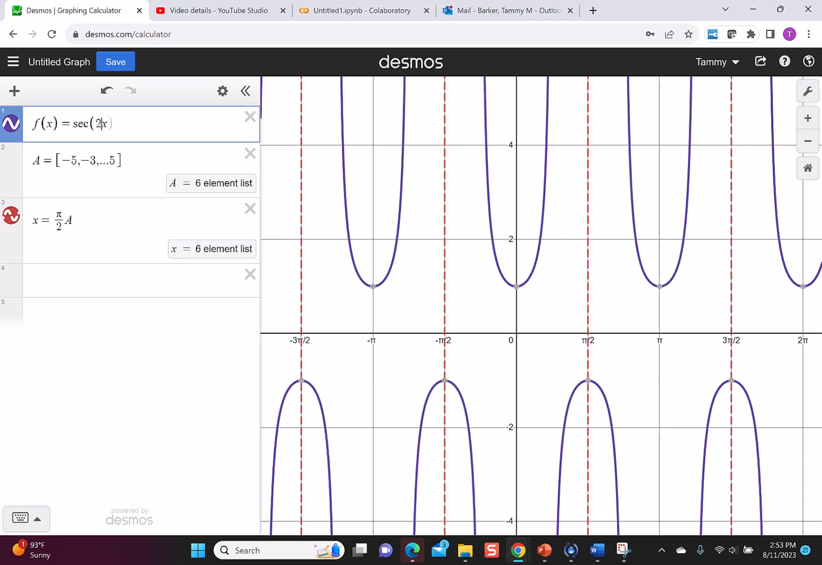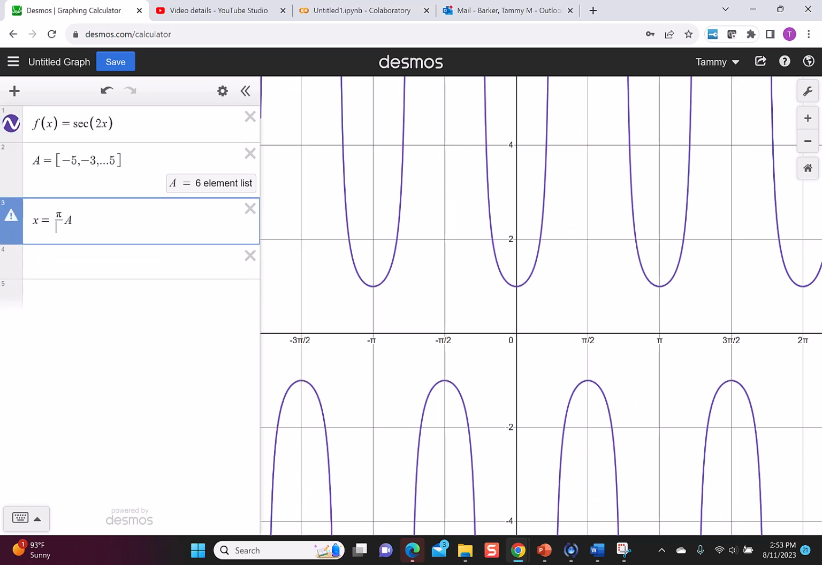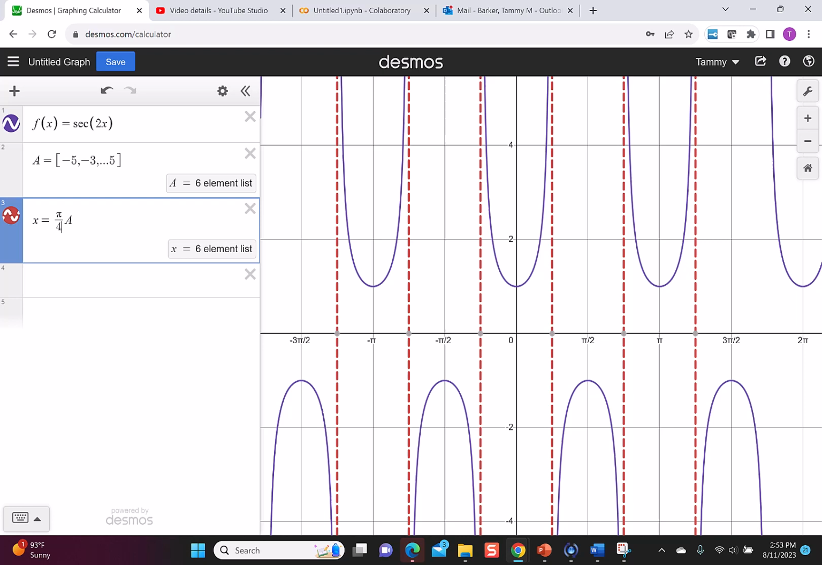Let's say I put in 2 here. So I made the period smaller. That means I need to divide by 2 on my asymptotes, so that would be pi over 4, so I have more of them. If you want to add more asymptotes, you can do that along with it. So just be aware of the changes you have to make and be consistent. When you change one place, you change another place.